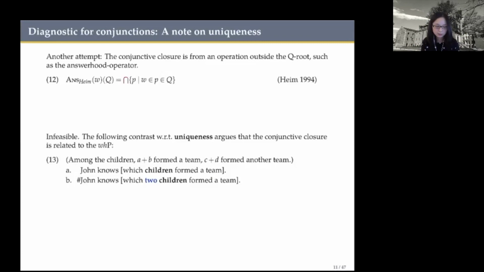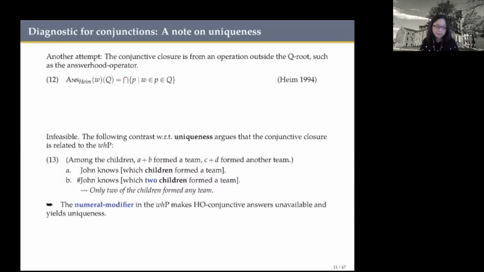13a is the sentence we just saw: John knows which children form the team. And in 13b we're adding a numeral modifier inside the question, inside the wh-phrase: John knows which two children form the team. And this sentence is not good because it implies a uniqueness inference that only two of the children formed any team, and that contradicts the context we described. So, given this contrast, we can conclude that the numeral modifier in the wh-phrase makes higher-order conjunctive answers unavailable and gives rise to a uniqueness effect.